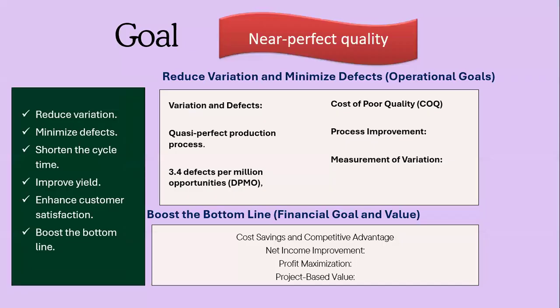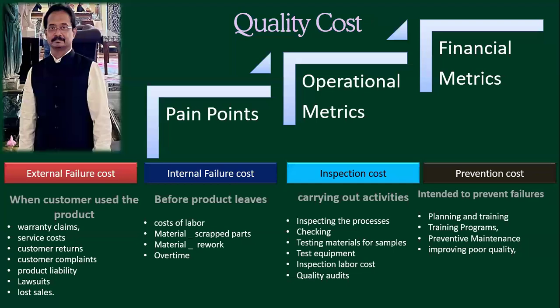In Six Sigma, we are mainly focusing on near perfect, right? 99.9997 percent, which is almost 100%. The defect rate is 0.0003, lesser than that. So we are aiming at near perfect quality here. And we talked about the quality cost, right? Quality cost, the pain point, operational and then financial. And we identified external failure cost, like warranty claims and service cost. These are the details we covered in the last week's session.